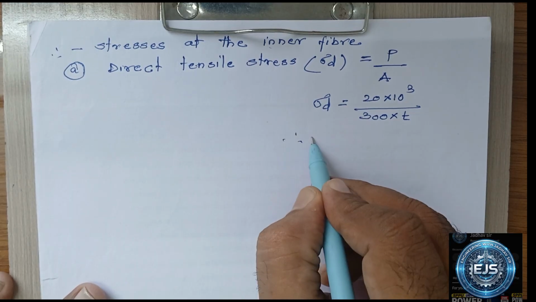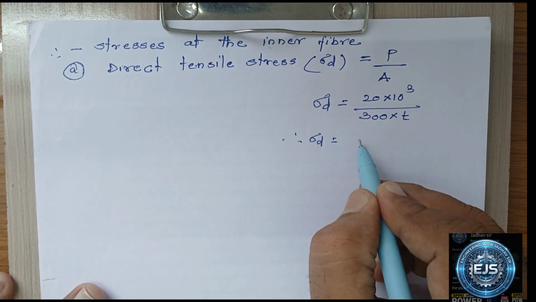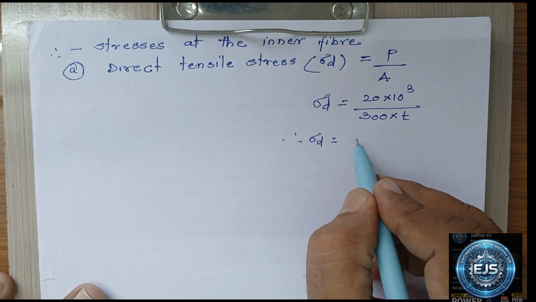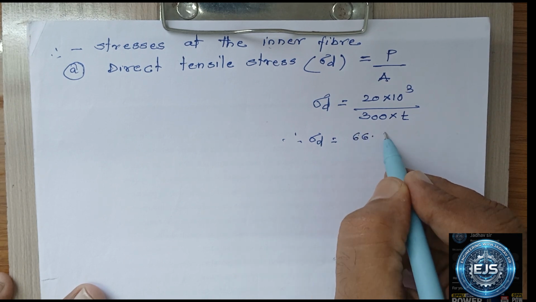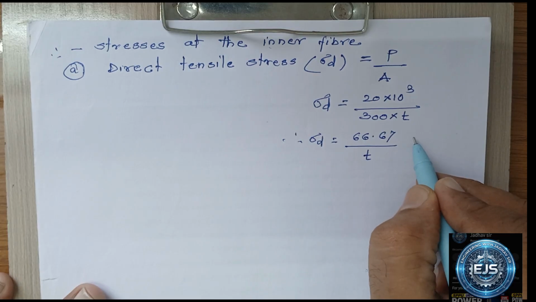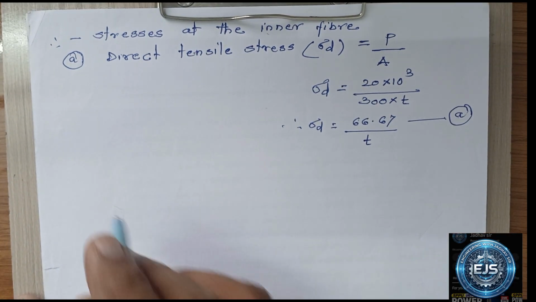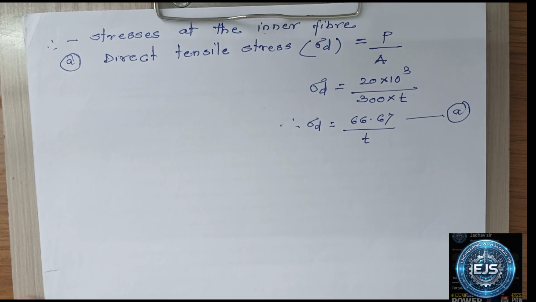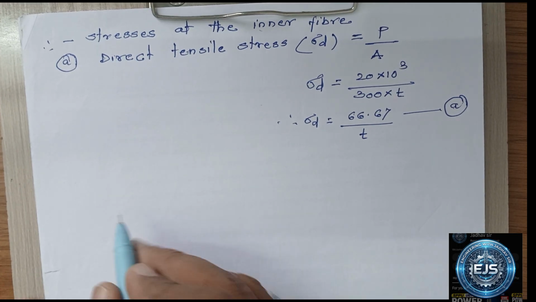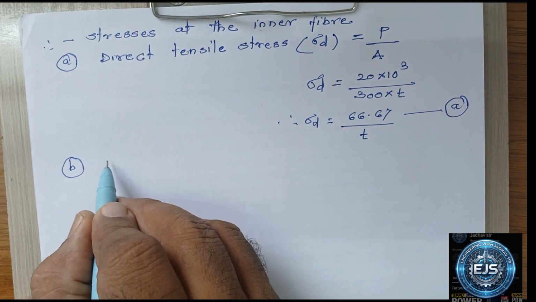So we get this direct tensile stress sigma D developed at the inner fiber. So 20 into 10 raised to 3 divided by 300, this comes out 66.67 divided by T, where T is the thickness of this plate. So this is the value of the direct tensile stress developed at the inner section, inner fiber of this hydraulic press. Then second stress is a bending stress.